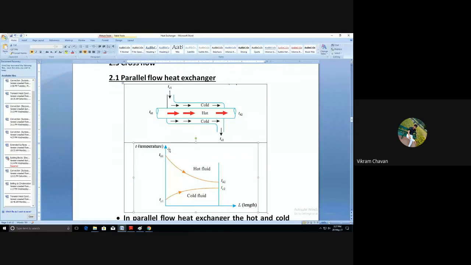The main important thing is that, according to this schematic diagram, we have drawn this graph. TH1 and TC1 are on one side, TH2 and TC2 on the other side, and we are plotting this graph for length versus temperature. As the hot fluid moves over the length of the heat exchanger, the temperature of the hot fluid goes on decreasing, and the temperature of the cold fluid goes on increasing. We have to show the arrows for hot and cold fluid in the same direction.